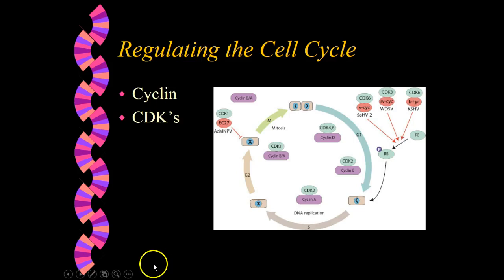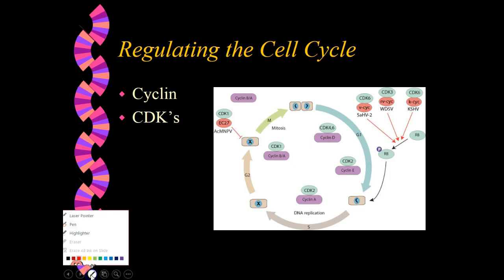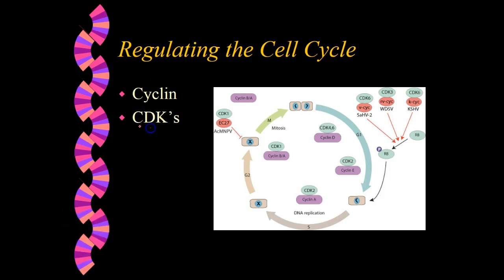Regulating the cell cycle: cyclin and CDKs. Remember, the cyclin is a protein that needs to bind to a CDK. So cyclin is a protein, CDK is the enzyme. If you look at the cell cycle, G1 is the first phase of interphase, S is the second phase of interphase, G2 is the third phase of interphase, and then M is mitosis. And the cytokinesis would be right here.